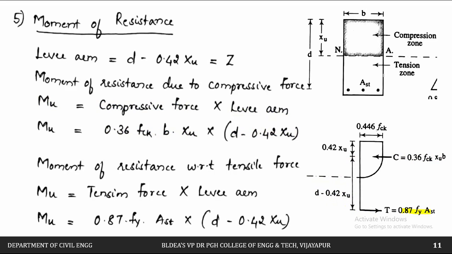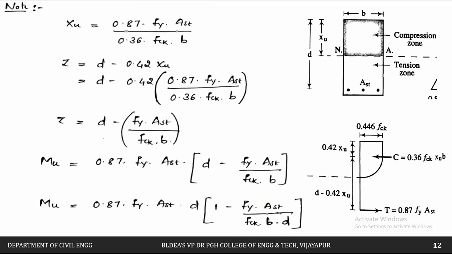Similarly, if you want to calculate the moment due to tensile force, that will be equal to the tension force multiplied by the distance, that is tension force into lever arm. So therefore it will be 0.87 fy Ast, this is nothing but the force, multiplied by the distance, that is d minus of 0.42 xu. Either with the help of compressive force or tensile force, we can calculate the moment of resistance of a section.